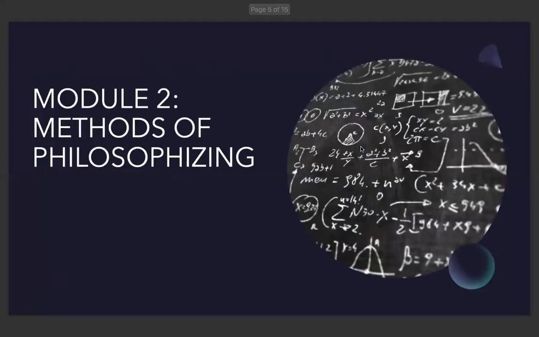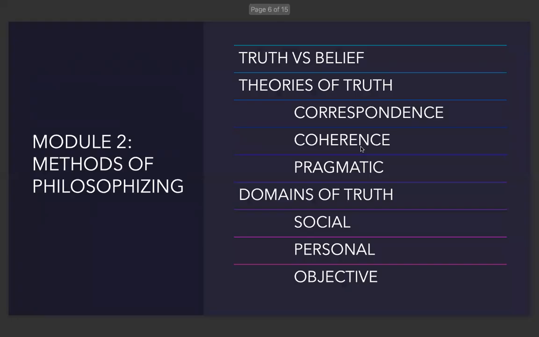Moving on, let's go to Module 2, Methods of Philosophizing. For this module, there are several topics discussed here, and a lot of these topics revolve around the concepts of truth, knowledge, belief, facts, and opinions.